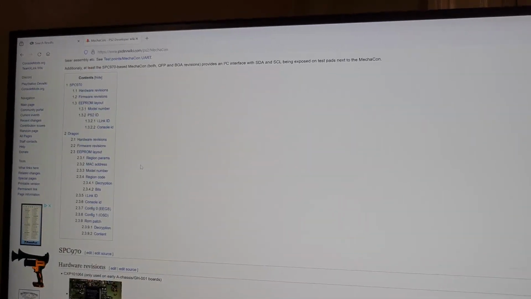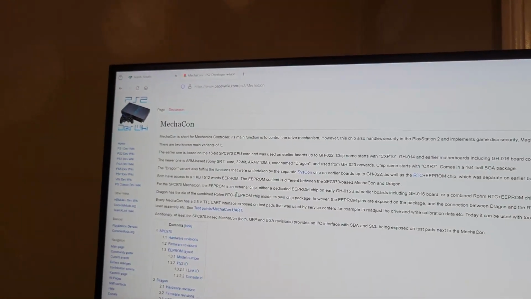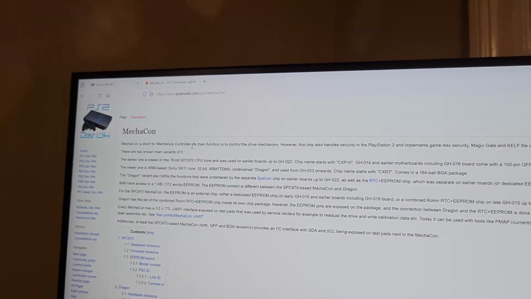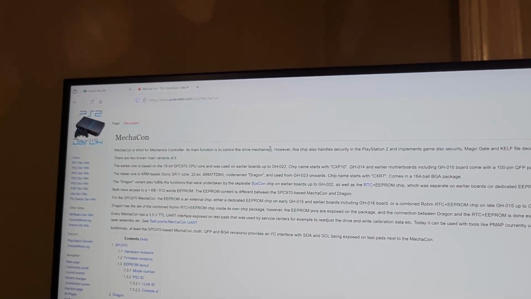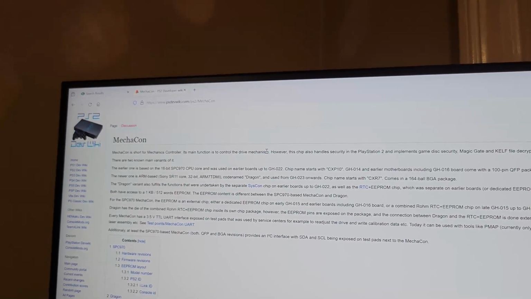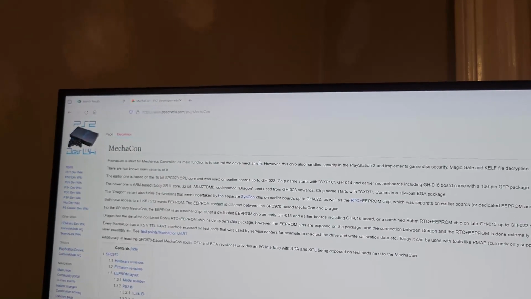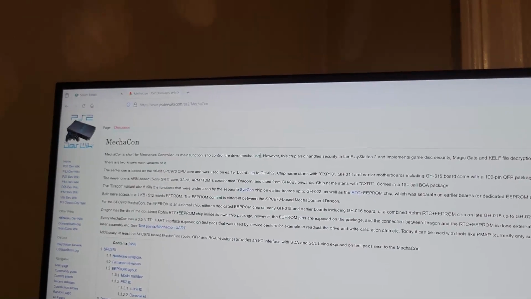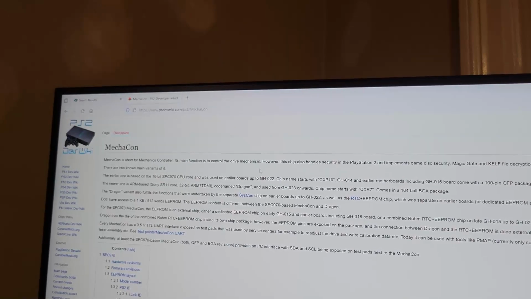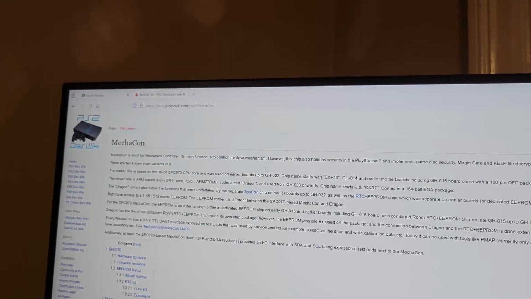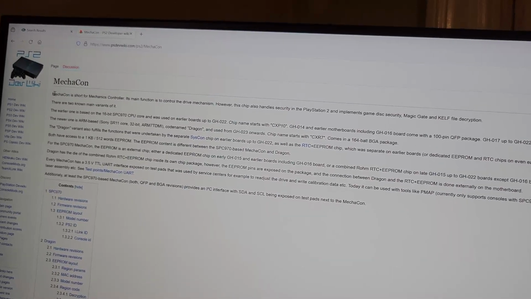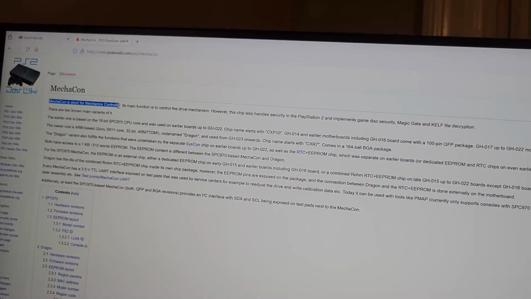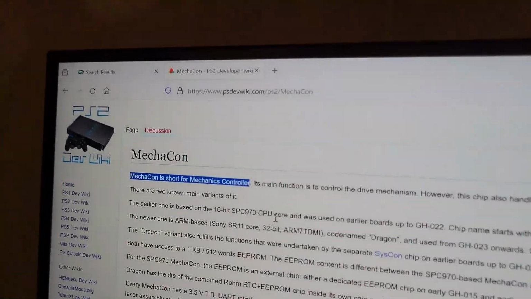It's this little bastard, the Mechacon, which is short for mechanics controller. The main function is to control the drive mechanism. So if you guys think it's the BFM chips, you're gladly mistaken. That chip all that does is control the tray coming in and out. That BFM chip doesn't control anything else. All your stuff comes from the Mechacon, the mechanics controller. Okay, everything is the mechanics controller.